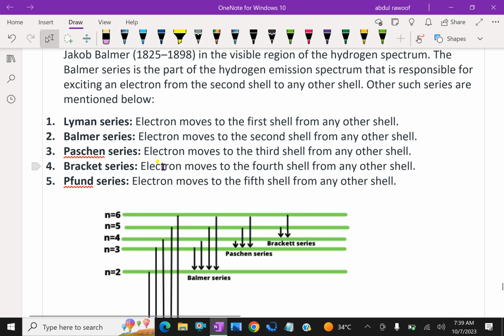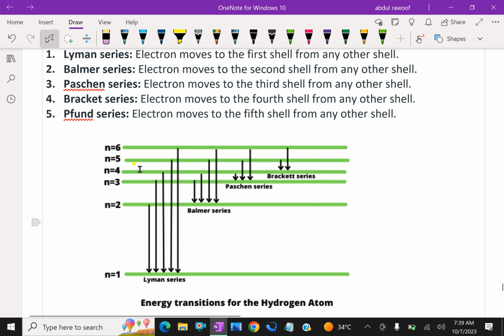Paschen series is when the electron moves to the third shell from any other shell. Brackett series: the electron moves to the fourth shell from any other shell. Pfund series: the electron moves to the fifth shell from any other shell. Look at here.